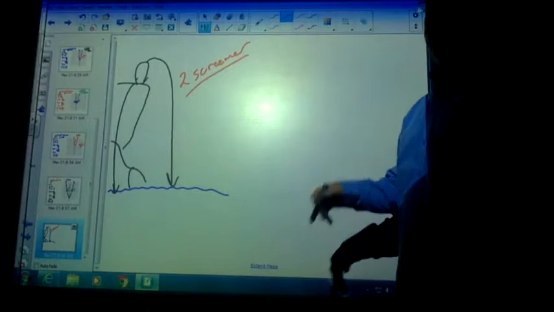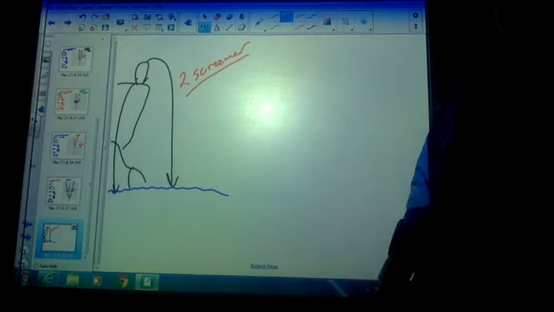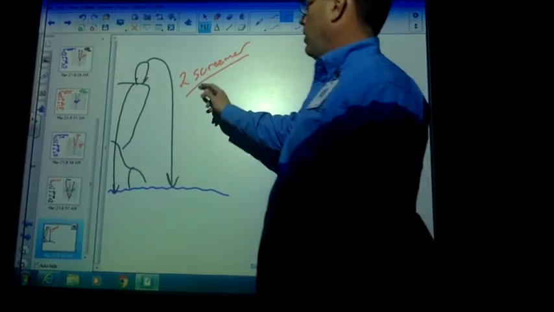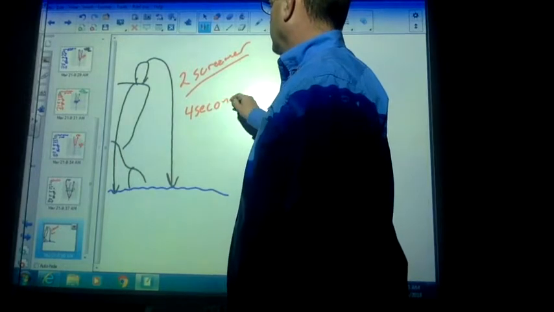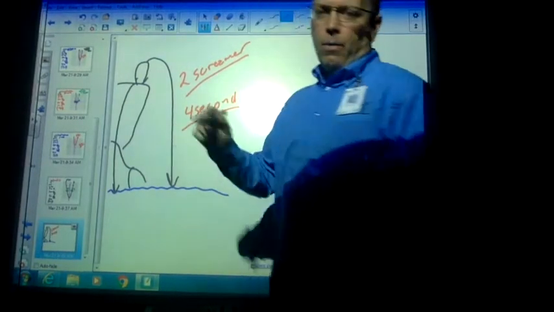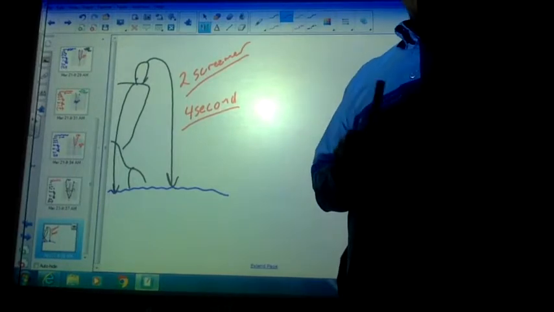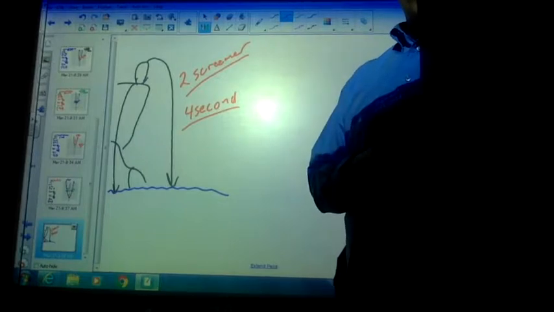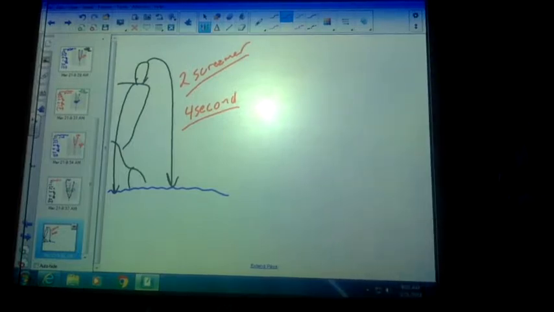We always wished we had bought mechanical devices to figure out how far things were. But the two screamer basically was a 4-second drop. Now I want you to think about what a 4-second drop feels like. Ready? This will be 4 seconds. Think about you being in the air for this amount of time. Ready? Now. Hit. Gives you a lot of time to think, right?